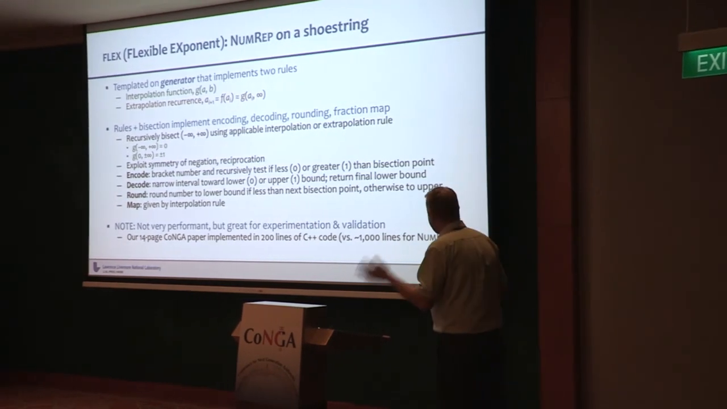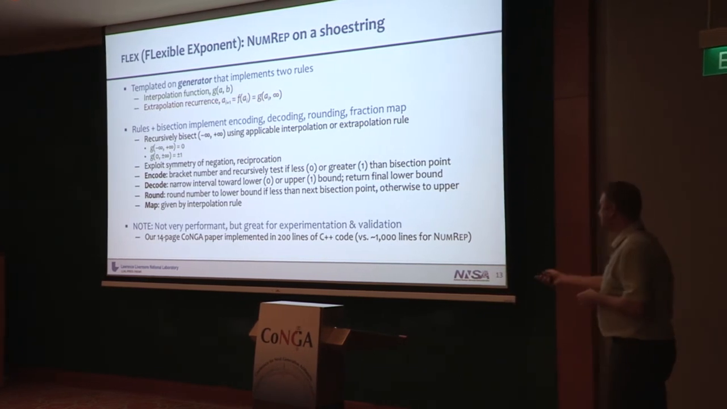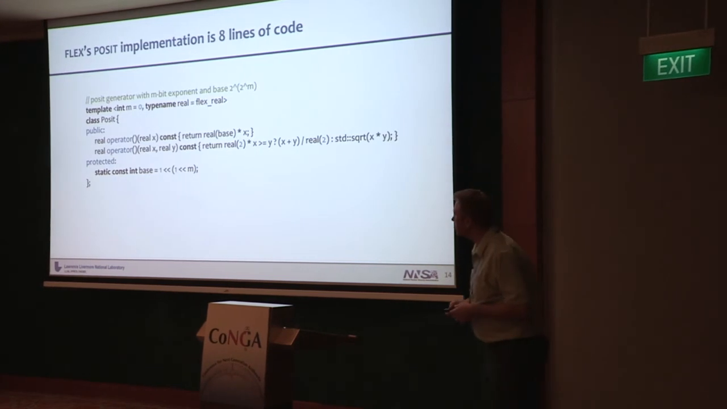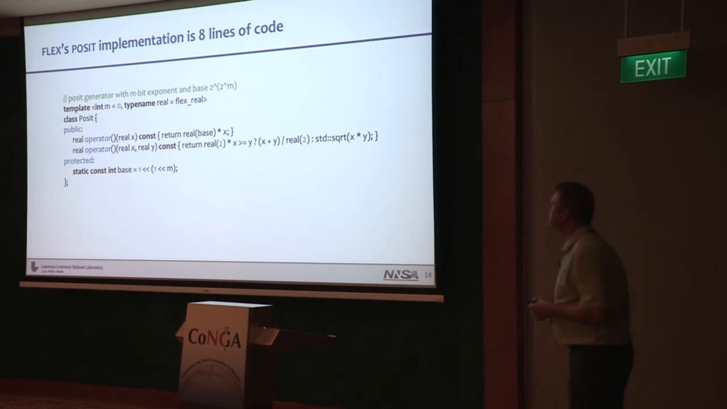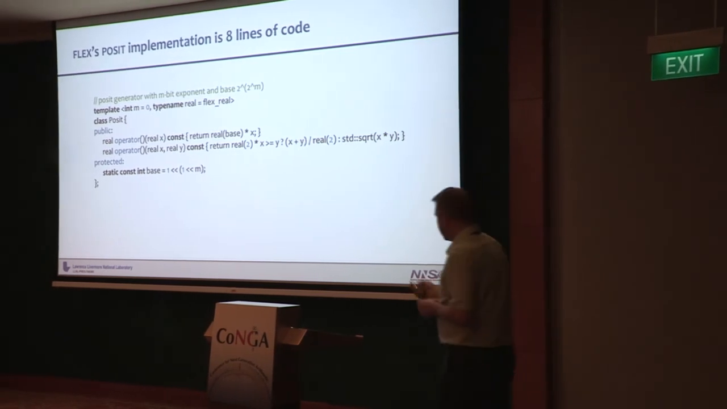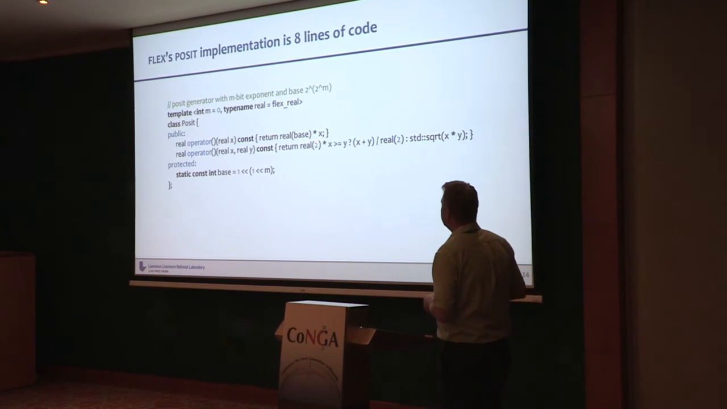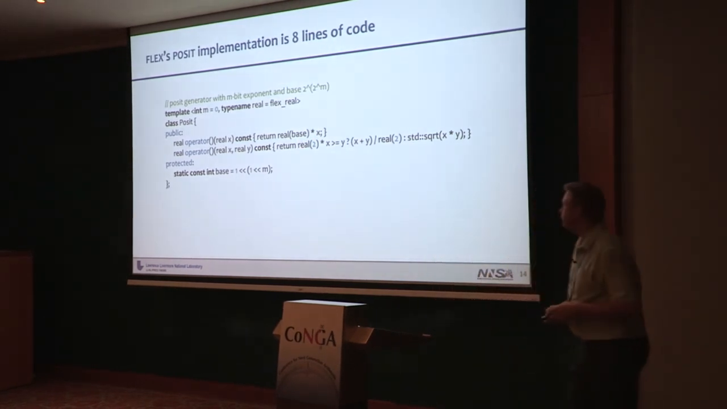Okay, so here we go. We implement our whole 14-page paper here in just about 200 lines of C++ code. And about 8 or 10 of those lines come from here. So this is the posit implementation right here. This is all you need for posits. Okay, so essentially more or less 2 lines of code. So you have your extrapolation rule and your interpolation rule, and that's it. So that was quite easy.